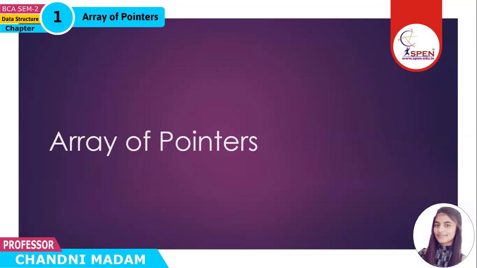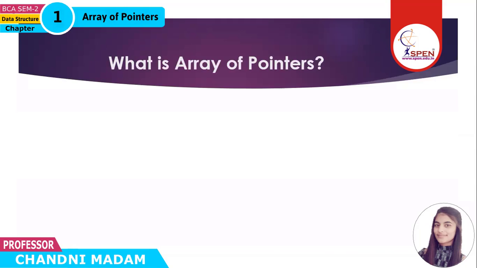From today we will see what an array of pointers is, how it works, and we will also see one example of an array of pointers. Before we see what an array of pointers is, we will clear up two things: what is an array and what is a pointer. An array is a collection of elements with a similar data type, and a pointer is a type of variable that stores the address of another variable.